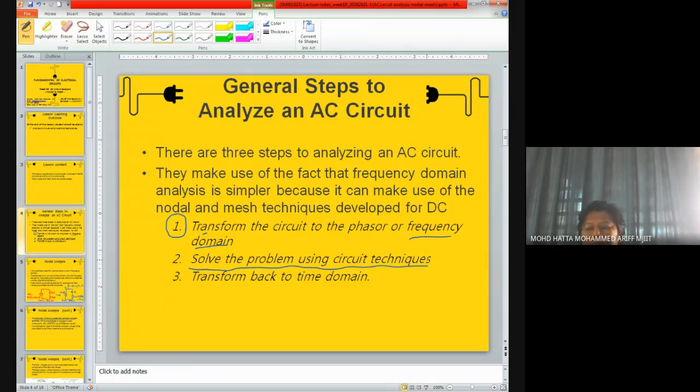Today I'm explaining nodal and mesh analysis. The strategy that we apply to solve a circuit using either nodal or mesh analysis is the same as what we saw in DC circuits, except that for AC circuits the calculation is a bit tricky.